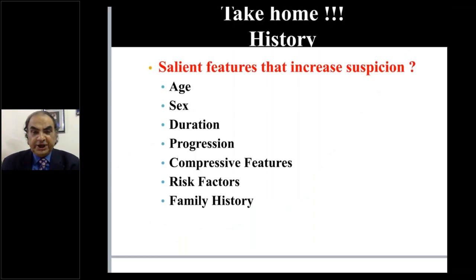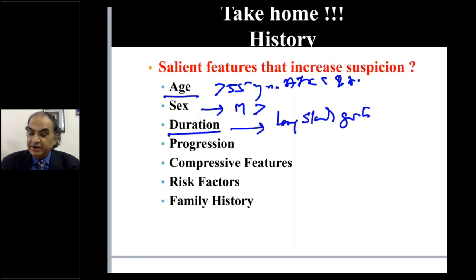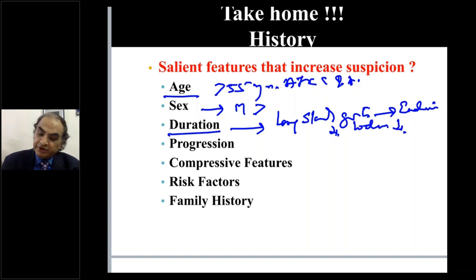And what are the take homes in the history? I'm summarizing it for all of you. Age more than 55 years increases the risk. Now this is AJCC, 8th edition. Male gender: females get it, the ladies get it more often, but when males get it, they get a worse cancer than females in terms of virulence or chances of it being malignant. Duration is important. Now, if it's a long-standing goiter in an endemic zone where there's an iodine deficiency, it is more likely to be follicular.